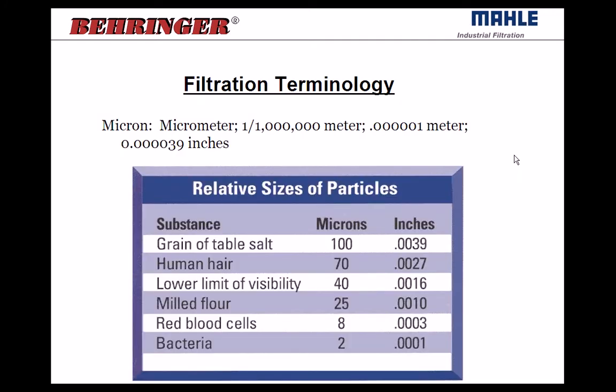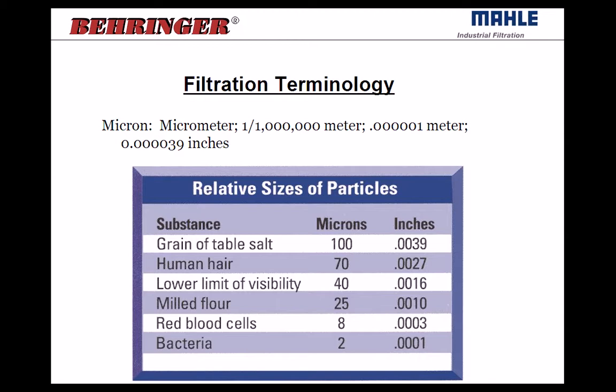You'll hear micron whenever you select a filter. You need to know what micron the filter needs to be, and that's the size of the particle that the filter is designed to remove, the minimum size, and obviously the larger particles will also be removed by that filter. But a micron is short for a micrometer, which is 1/1000th of a meter, or 0.000039 inches.